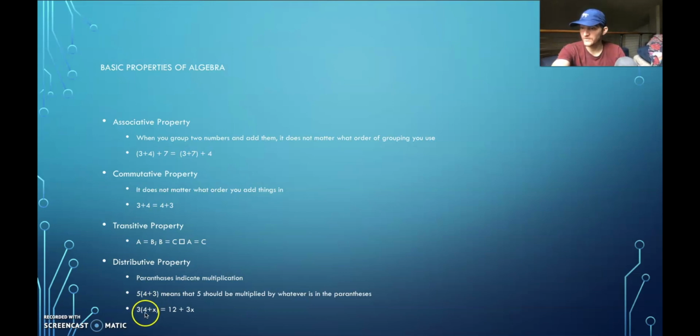So like in the bottom example, we have 3 parentheses 4 plus x. Now I cannot combine 4 plus x. I can't simplify that any further. But what I can do is pass along the 3 to both parts of this expression. So instead of 3 times 4 plus 3 times x, this becomes 12 plus 3x.